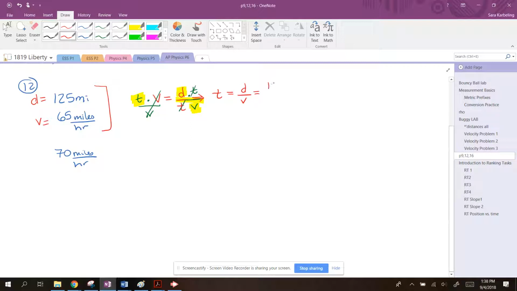So we got d is 125 miles. These are non-conventional, not SI units. But as long as the units match, it's all good, okay? So we got 125 divided by 65 miles per hour. I'm going to plug that into our calculator. And what do we get for the time when Richard is being a good kid? Do you have a calculator out? Pull out a calculator if you don't have one. Plug it in just so that you can humor me. We can find out what it is. Anybody want a calculator?